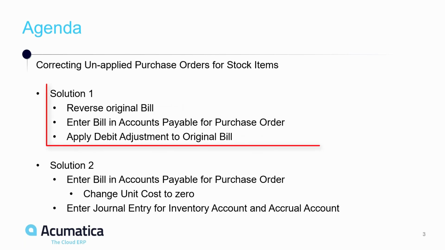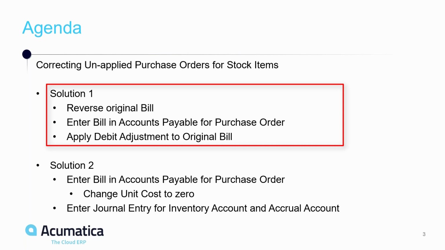One is if we've entered that bill in accounts payable, we can reverse that bill. And then once we reverse it, we can enter a bill in accounts payable and link it to the purchase order like we should have done in the first place. Now that we have that adjustment after reversing the original bill, we can just apply that adjustment to that original bill that we created in accounts payable that was not linked to the purchase order.